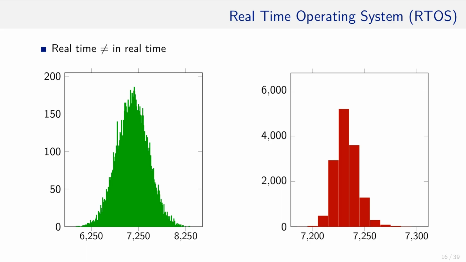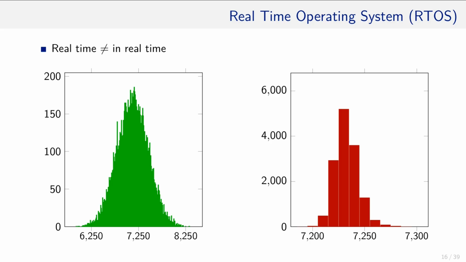For instance, on the left is the duration of a task execution under normal circumstances. Most of the time, the task completes in around 7,200 cycles, given that the task is independent of any inputs. But it can also take around 6,000 if we are lucky, or even more than 8,000 cycles in the worst case. On either side, there is no limit.